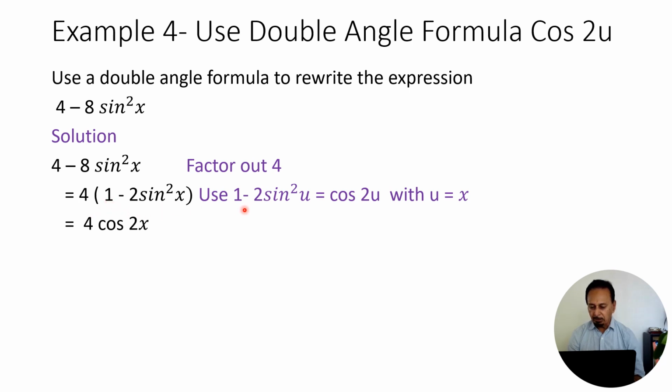And we have a formula: 1 minus 2 sine squared u is equal to cosine 2u, with u equal to x. So if I change this u to x, and also this one, this becomes cosine 2x. So we're going to change this to cosine 2x and just bring the 4 down. So the answer is 4 cosine 2x.